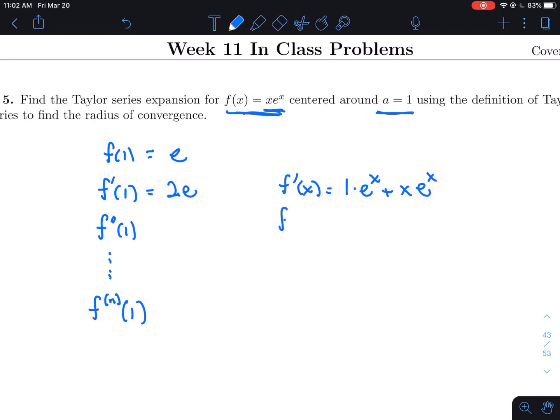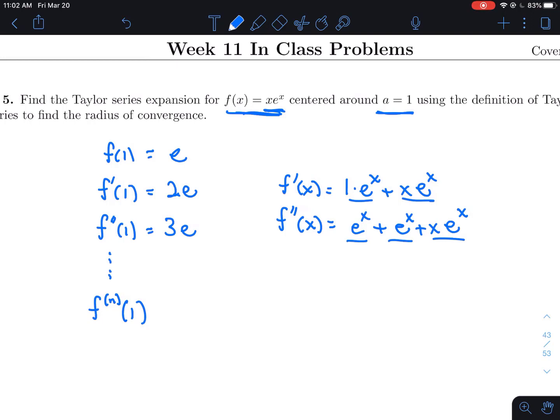Okay, let's take yet another derivative. So, okay, the derivative of e to the x is going to be e to the x. And the derivative of x e to the x, again, I need to use the product rule. So I do the derivative of the first times the second plus the first times the derivative of the second. Okay, and now we need to go ahead and plug in 1. So I plug in 1, I get e to the 1, e to the 1, 1 e to the 1. So I get e, all being added together. So that's going to be 3 e's.